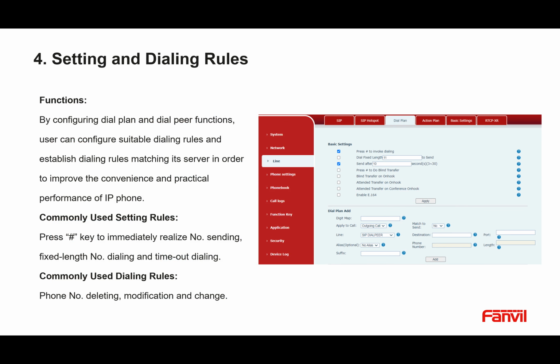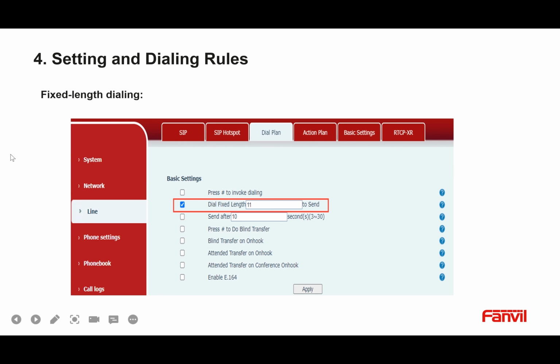Next, let's have a look at the fourth part, settings and dialing rules. The phone supports 8 dialing rules. The first one, pound dialing. After a user dials a number, press the pound key to dial out. Dial with a fixed length. A number entered by the user reaches a fixed length and automatically dials out.